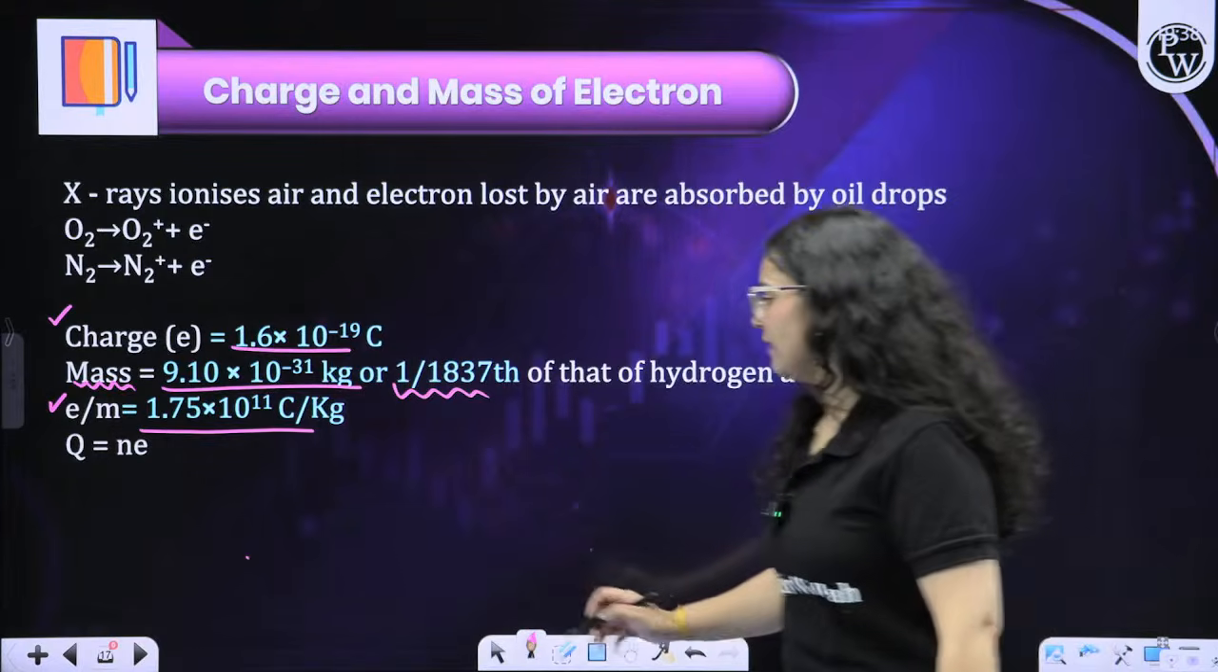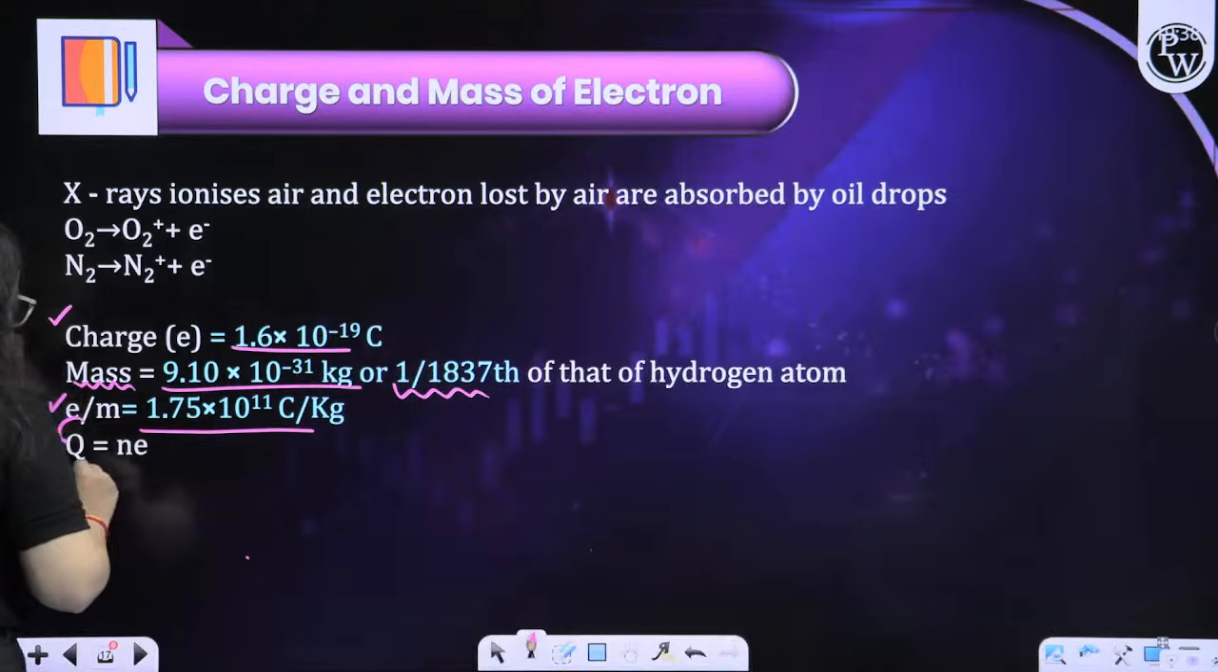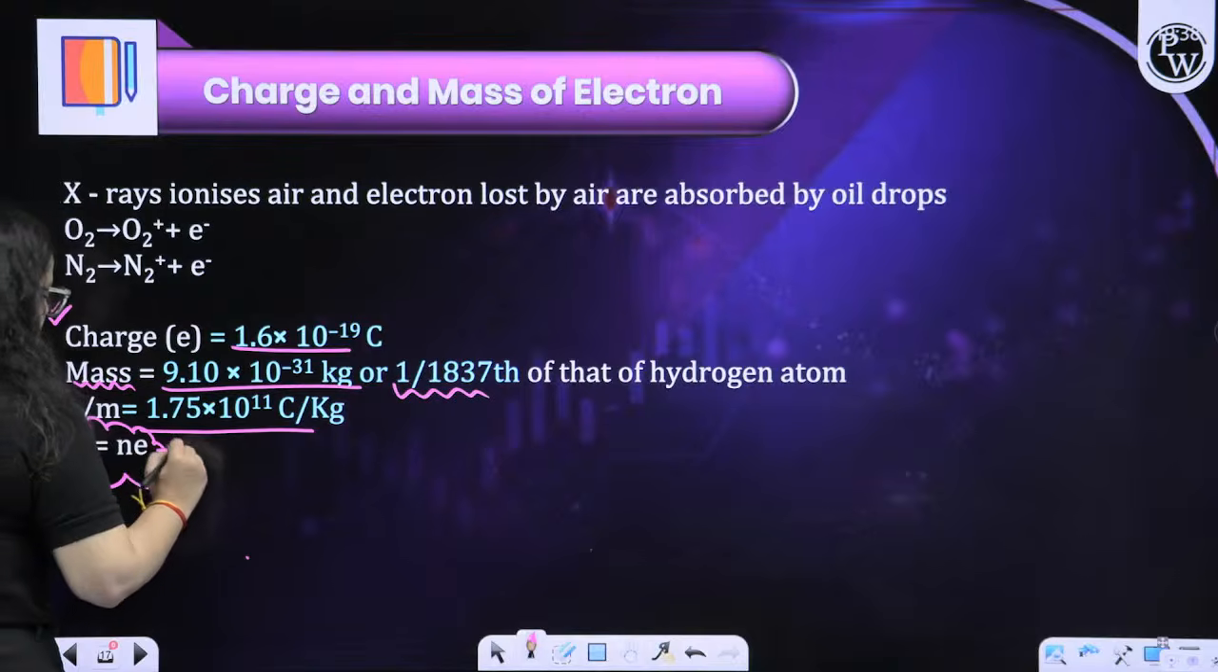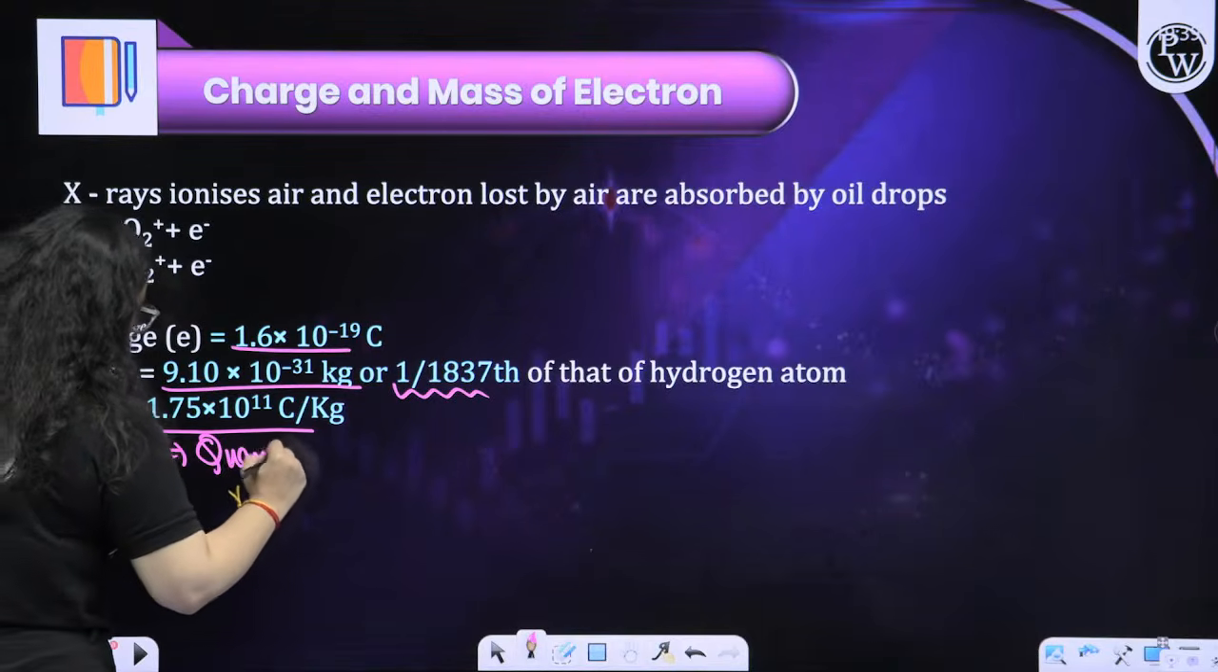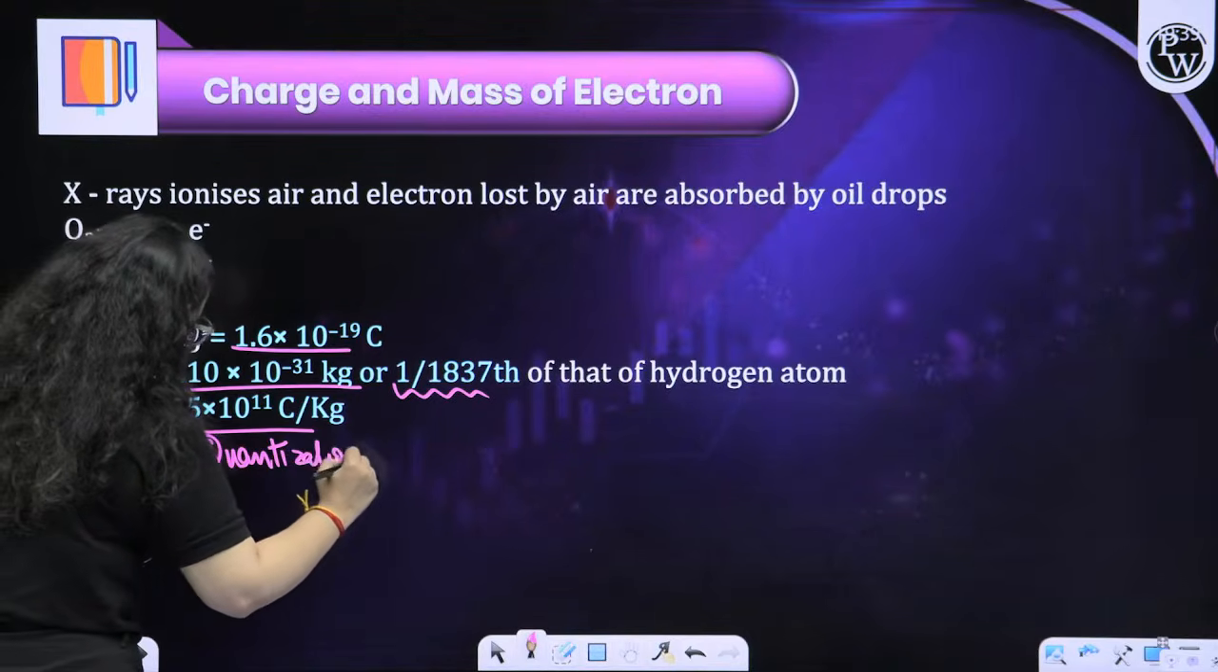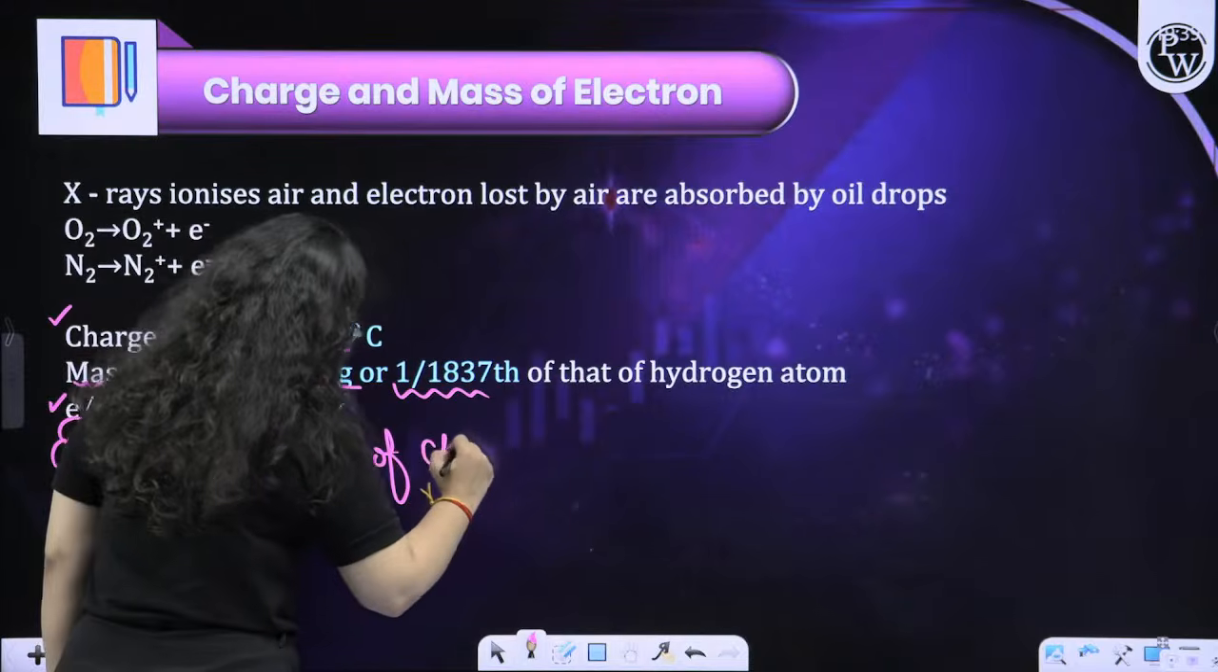So here we are having another point, that Q equals Ne. What is the meaning of it? It is basically quantization of charge. What is the meaning of it?